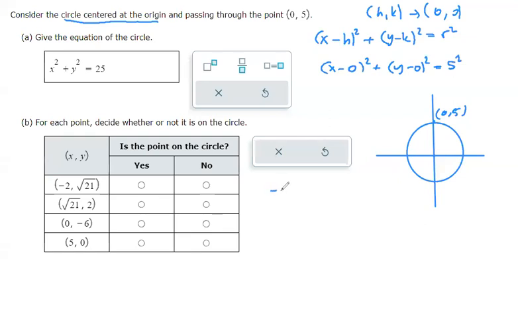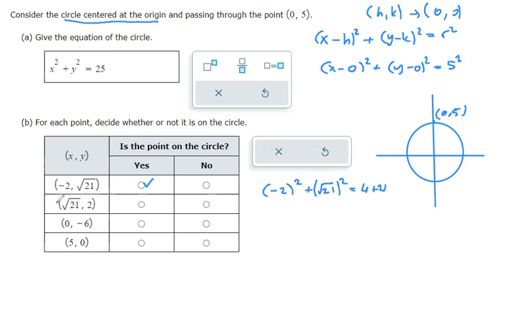So if I plug -2 for x, you should get x squared. So that is (-2) squared plus y squared, where y is root 21, and then you square this. If this is equal to 25, then we are going to say yes. So (-2) squared is just 4, and the square of root 21 is 21. If you square a square root, the square and the radical cancel, so you get 25. So which is why I will go with yes.